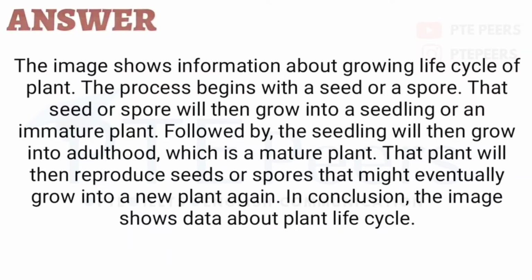The image shows information about growing life cycle of plant. The process begins with a seed or a spore. That seed or spore will then grow into a seedling or an immature plant. Followed by, the seedling will then grow into adulthood, which is a mature plant. That plant will then reproduce seeds or spores that might eventually grow into a new plant again. In conclusion, the image shows data about plant life cycle.